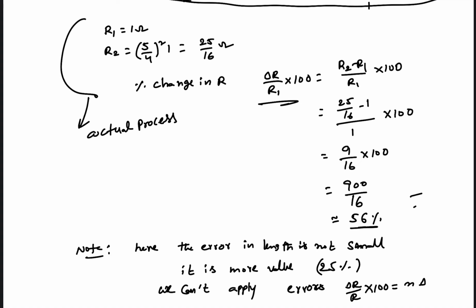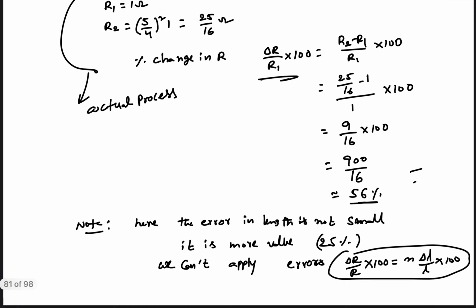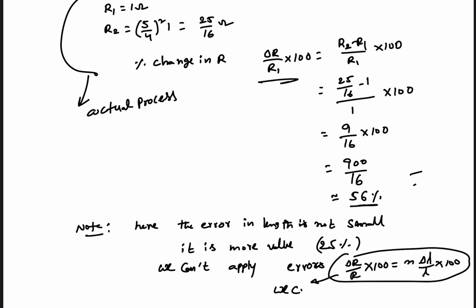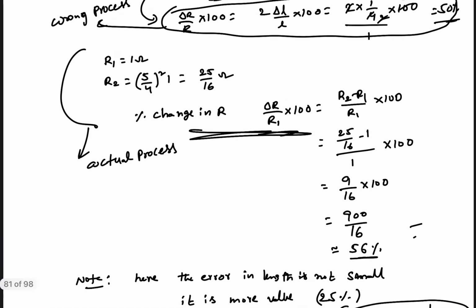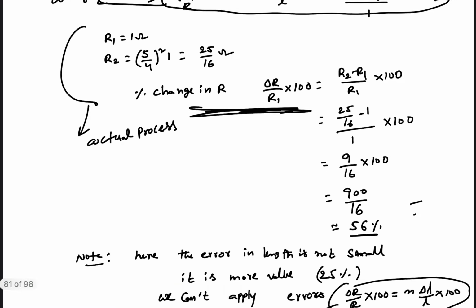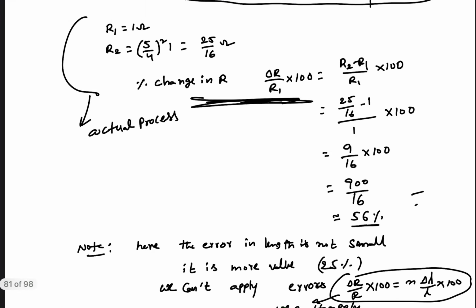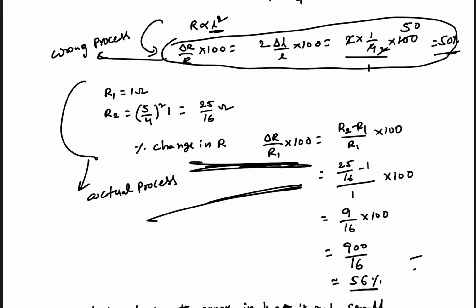We cannot apply errors like delta R divided by R into 100 is equal to N into delta L by L into 100. We cannot apply this. We have to apply the percentage change instead, that we have to apply. This is the actual process.